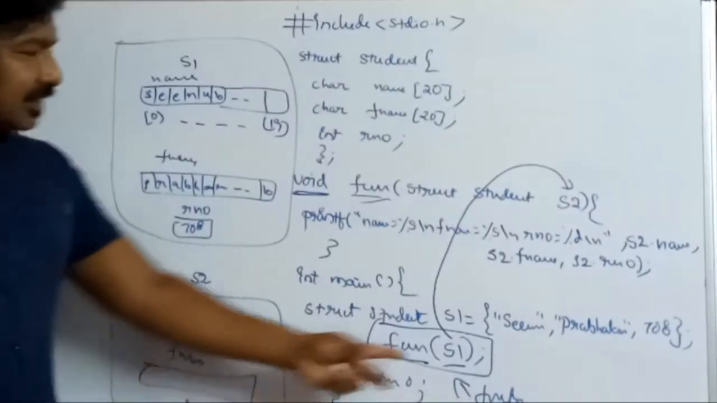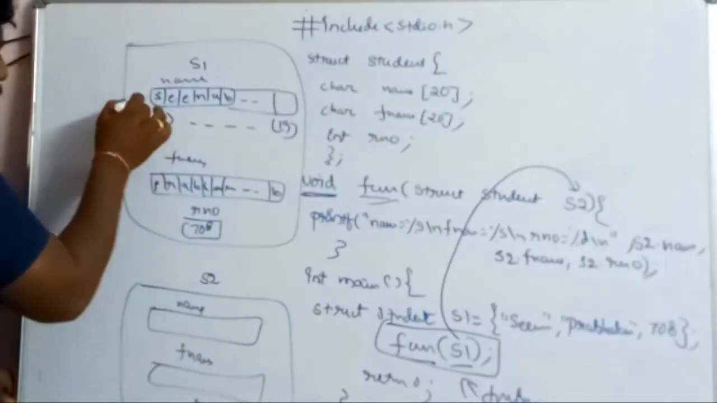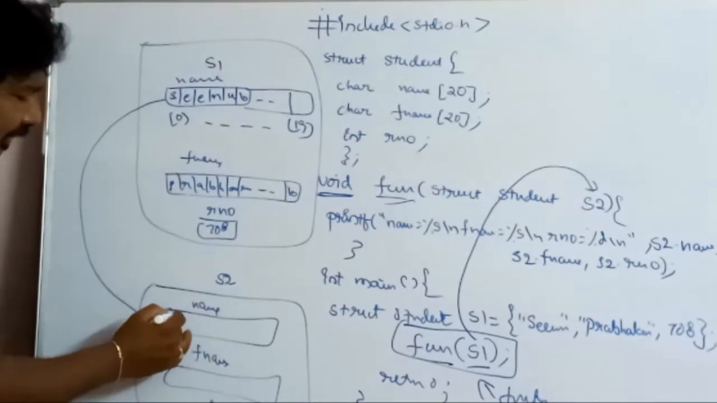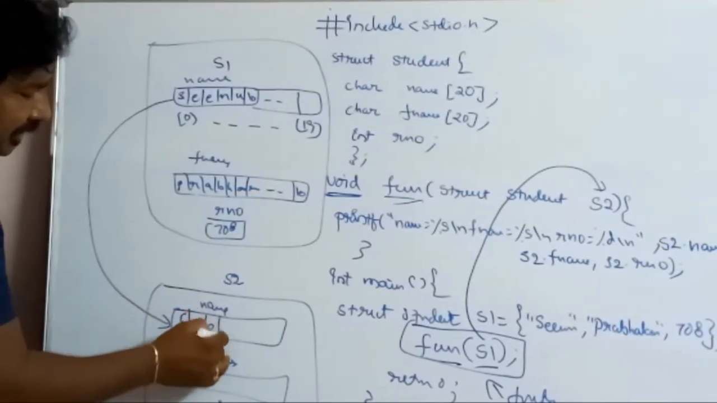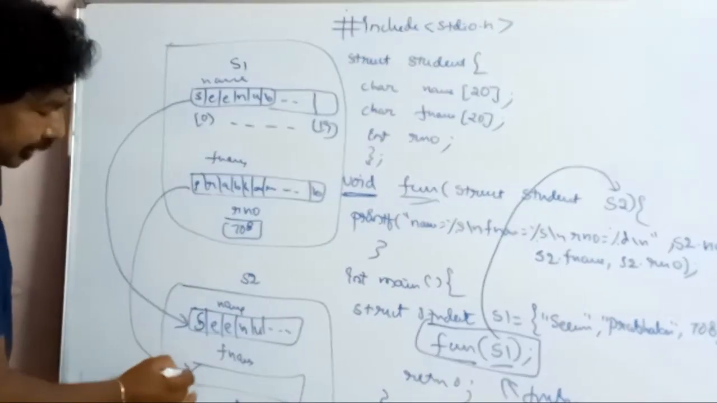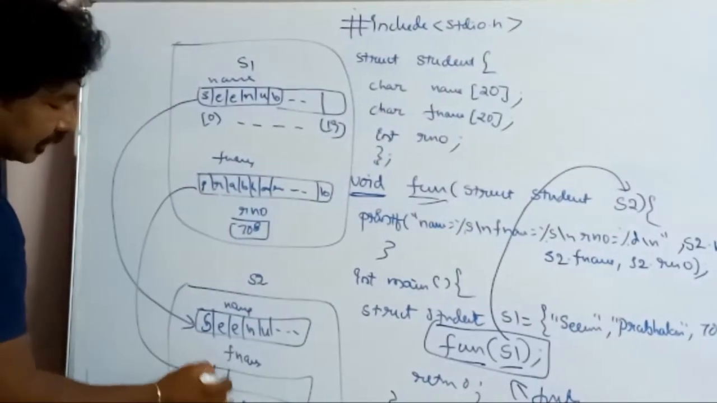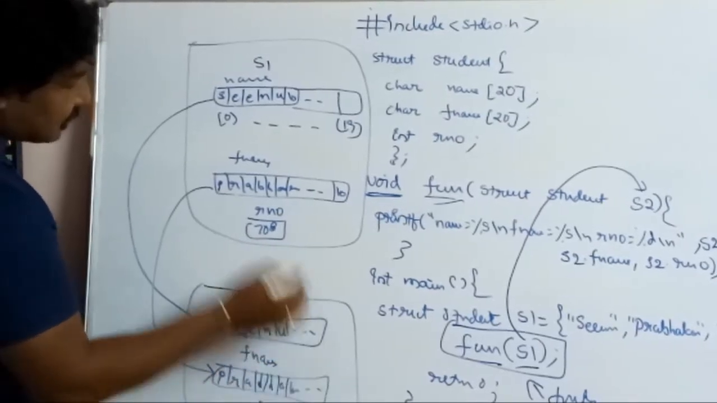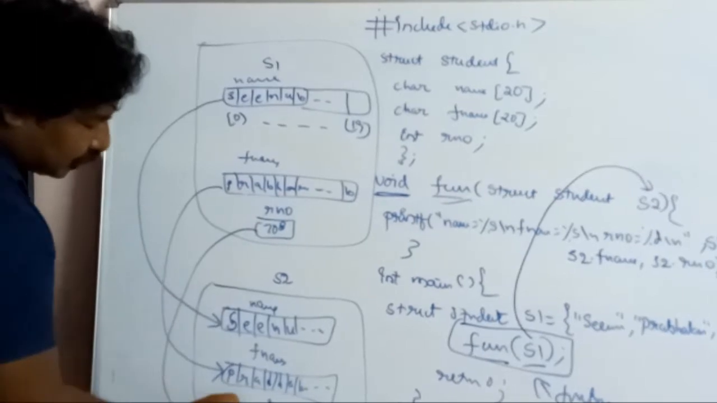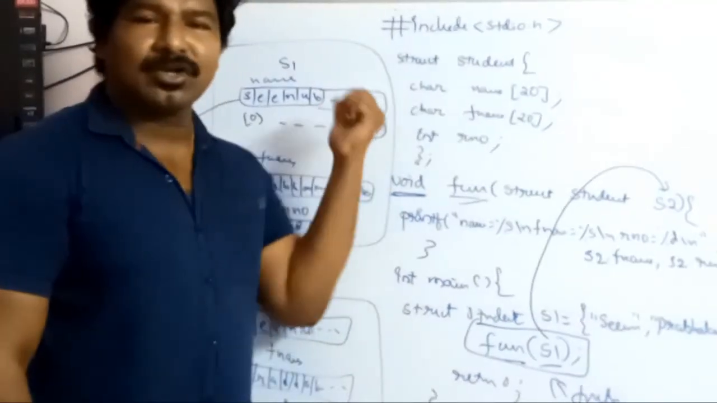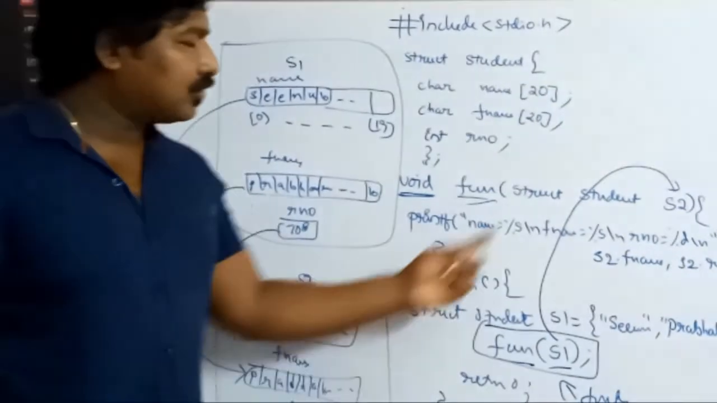So when you pass this s1 to s2, what happens? Whatever the contents in name will be copied into name of s2. So here you will get my name, that is Seenu. Whatever the contents of f name will be copied here, that is Prabhakar. Similarly, whatever the contents of roll number are copied here, that is 708. So whatever the contents in s1 are copied into the s2, and you are printing those things.